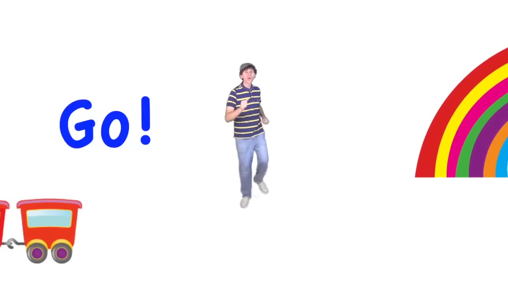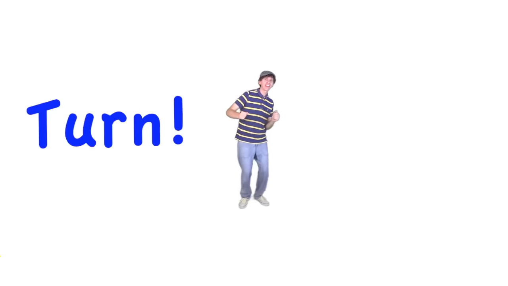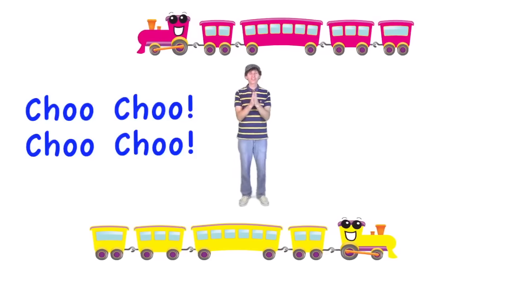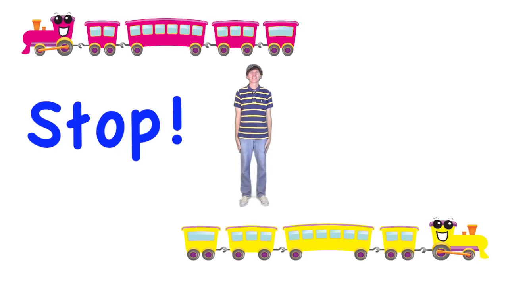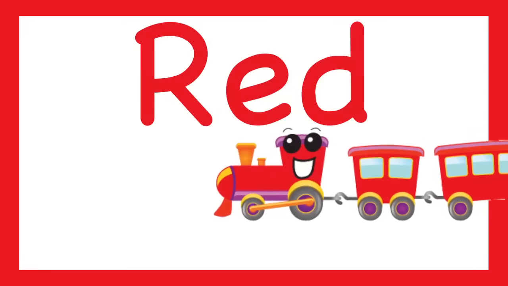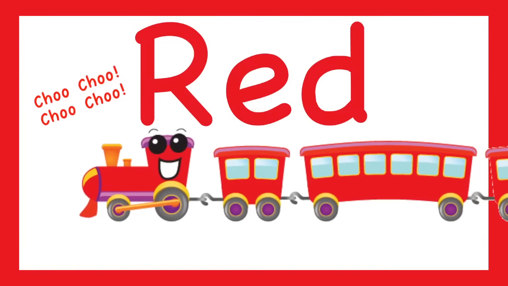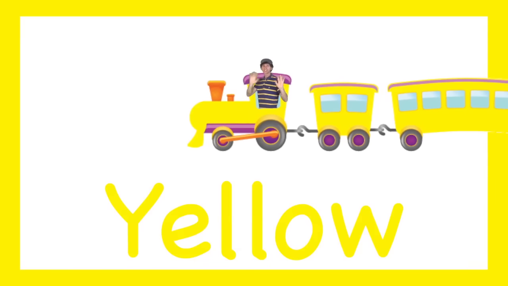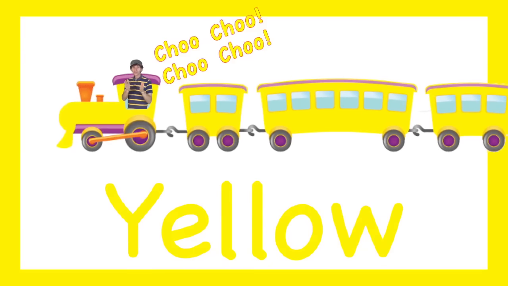A train can go, go, go, go. A train can turn, turn, turn, turn. A train can say, choo-choo, choo-choo. A train can stop. Red, red, red, red. Red, red train. Red train, red train. Choo-choo, choo-choo. Yellow, yellow, yellow, yellow. Yellow, yellow train. Yellow train, yellow train. Choo-choo, choo-choo.